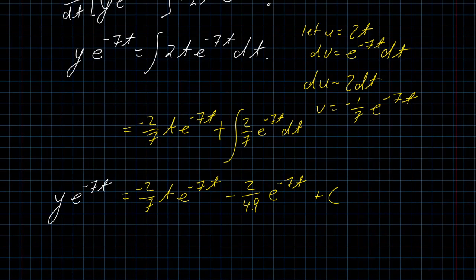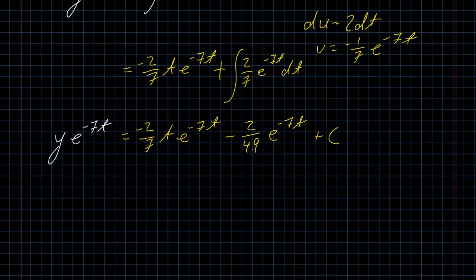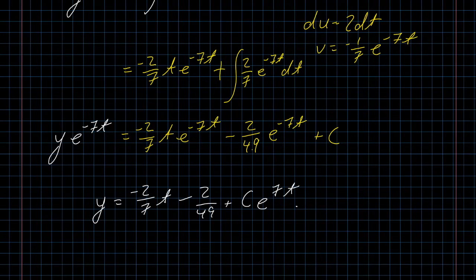So to get y by itself, I'm going to divide each side of the equation by e to the minus 7t. And dividing by e to the minus 7t is the same thing as multiplying by e to the positive 7t. And that gives us our general solution for that differential equation.